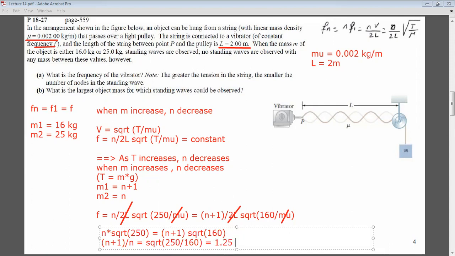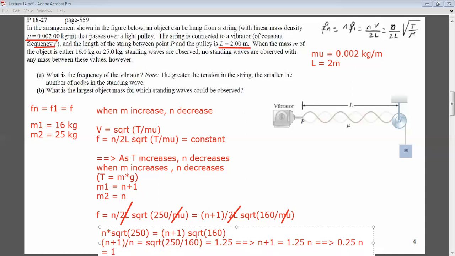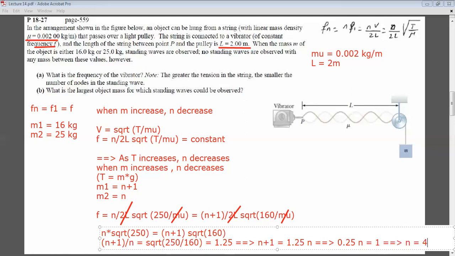Now I do some math. Implies N plus 1 equal 1.25 N. I take N to the other side, so implies 1.25 N minus N. This gives us 0.25 N is equal to 1, implies N is equal to 4. So we found N. The question is, what is the frequency of the vibrator?